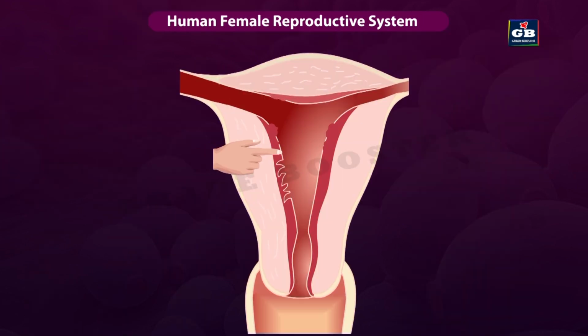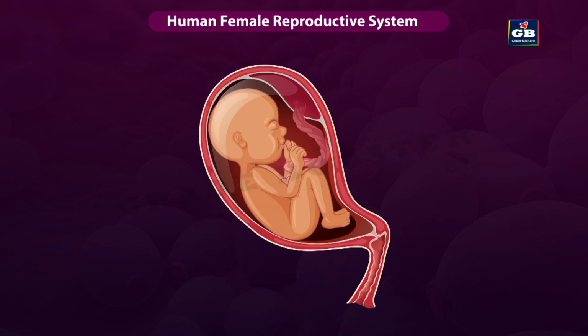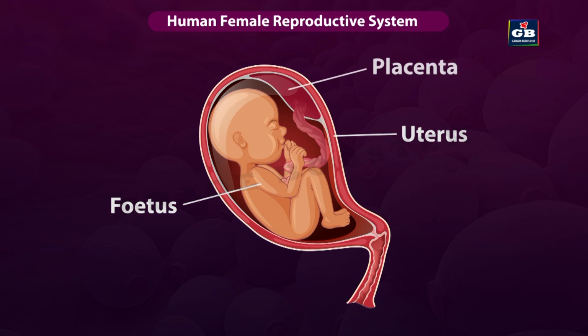The lining of the uterus grows new tissues and blood vessels to accommodate the embryo. After implantation, the embryo grows into a fetus. The embryo gets nutrition from the mother's blood with the help of a special tissue called the placenta. This is a disc-like structure embedded in the walls of the uterus.